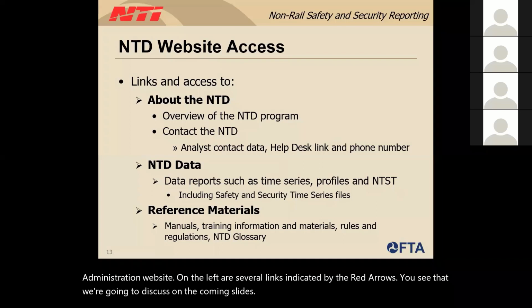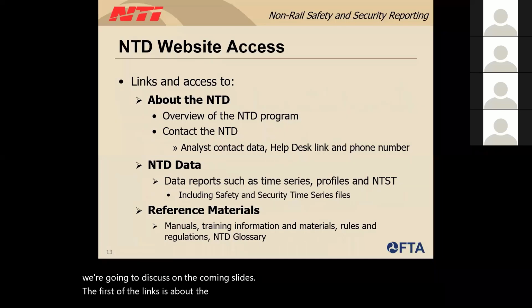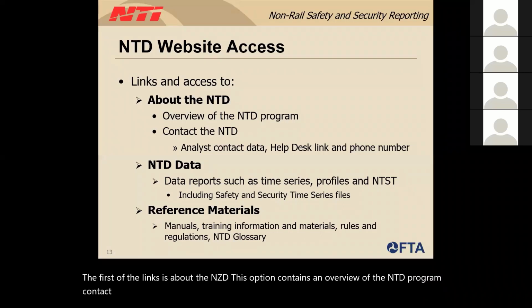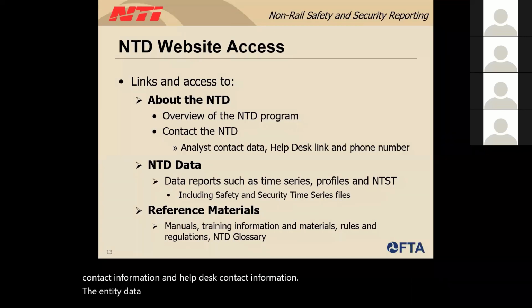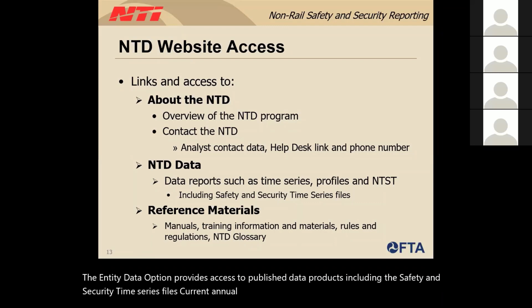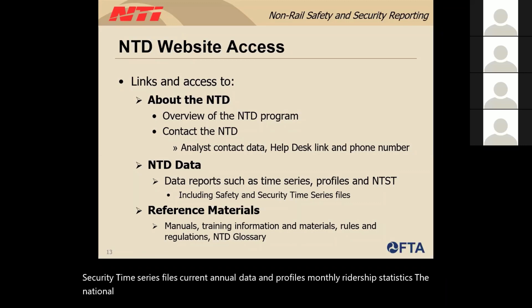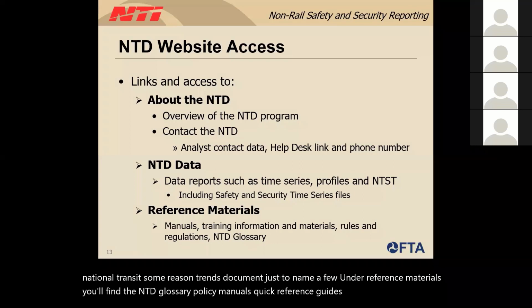The first of the links is about the NTD. This option contains an overview of the NTD program, contact information, and help desk contact information. The NTD data option provides access to published data products, including the safety and security time series files, current annual data and profiles, monthly ridership statistics, the National Transit Summaries and Trends document, just to name a few. Under reference materials, you'll find the NTD glossary, policy manuals, quick reference guides, and information on training, conferences, and more.